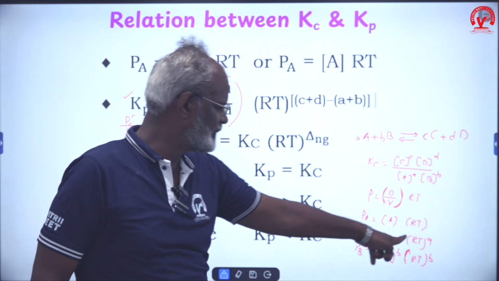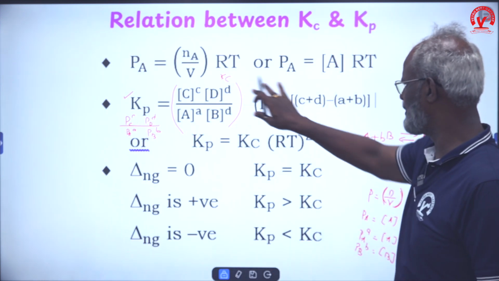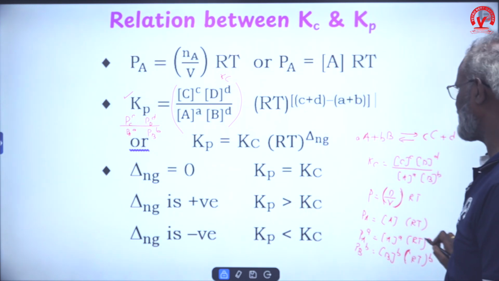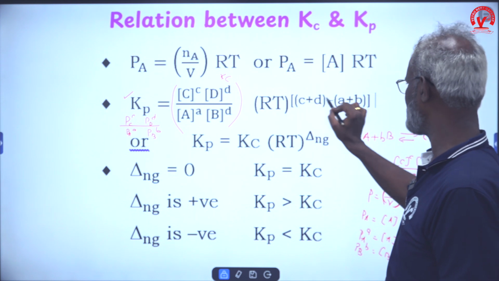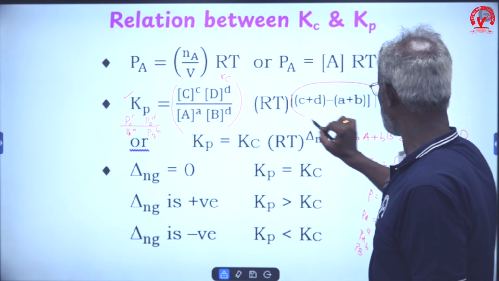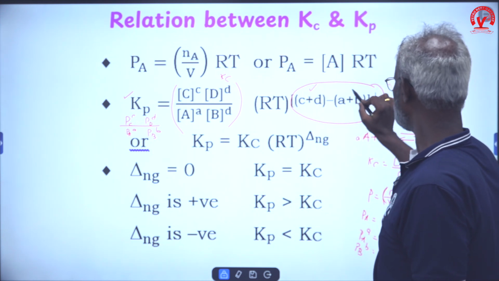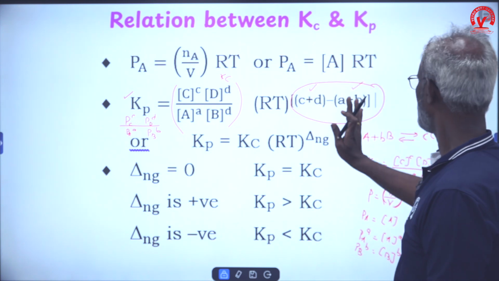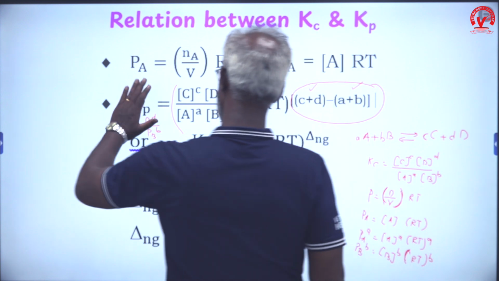Okay, what is the extra term there? RT. So RT power C and D will be the numerator and RT power A and B will be the denominator. That's the extra term here. So if you simplify that, you will get RT power (C plus D) minus (A plus B). So this is the total number of moles of products minus total number of moles of reactants. That will be the change in the gaseous moles of products minus reactants. Okay, so Kp is this.